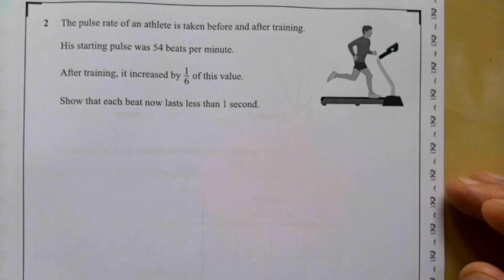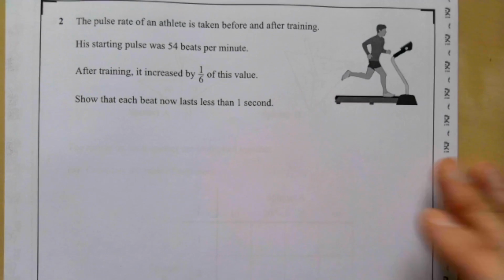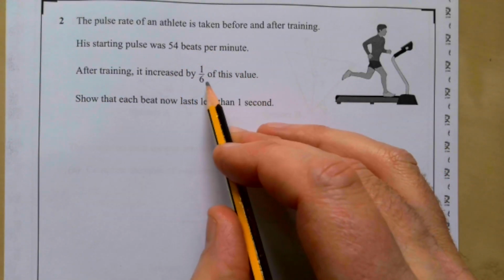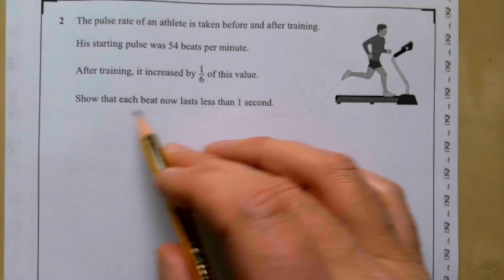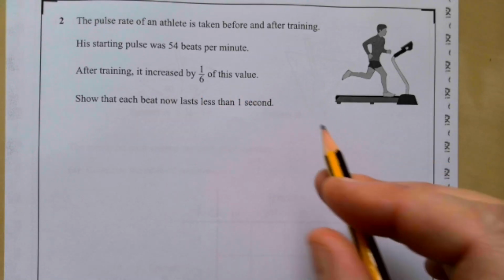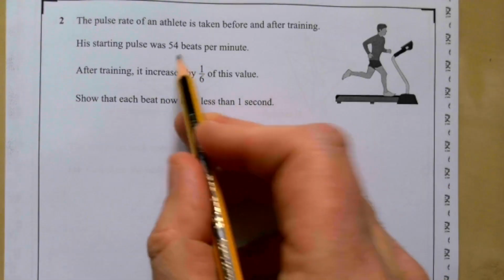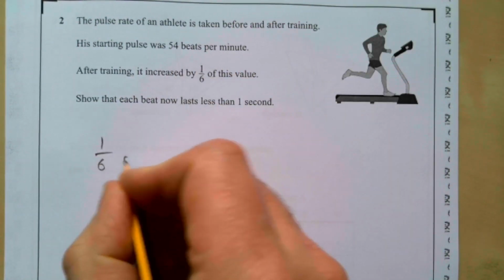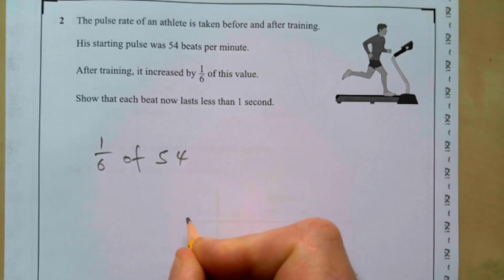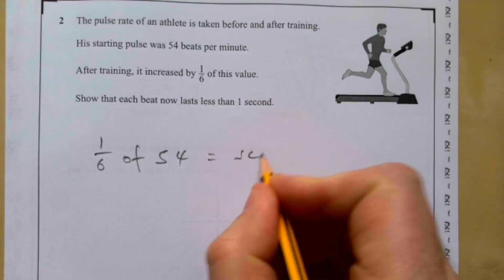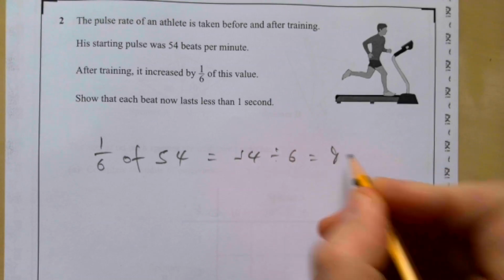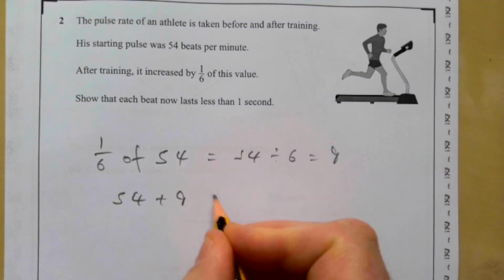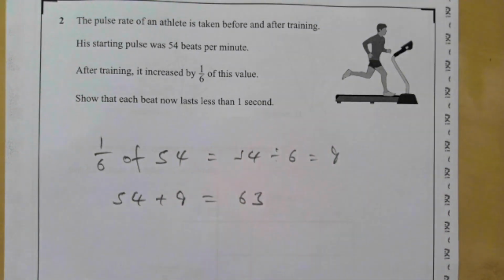Question 2. The pulse rate of an athlete is taken before and after training. His pulse rate is 54 beats per minute. After training it is increased by 1/6 of this value. Show that each beat now lasts less than a second. So 54 beats per minute, and we need to add 1/6 to that. So we need 1/6 of 54. So that's obviously 54 divided by 6, and that gives us 9. So whenever we add that, our 54 plus 9 gives us 63.